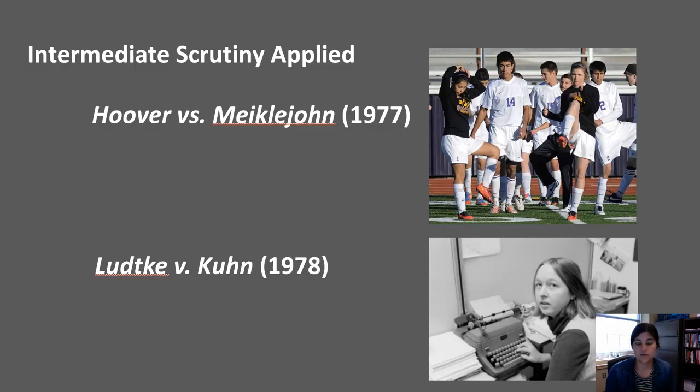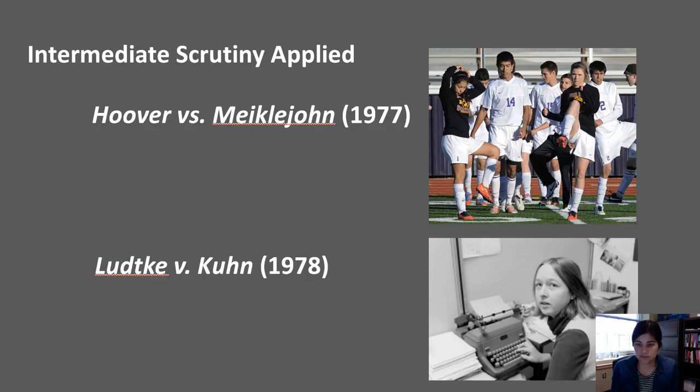The first of which is the Hoover versus Michael John case from 1977. You had Hoover, who was a young high school female athlete. She wanted to play soccer for her Colorado high school, but the state high school athletic association had a rule against girls playing soccer, and the school did not have a girls team, so they didn't even offer an opportunity. So she went out and tried to compete with the boys team. The school denied her the ability to do so.